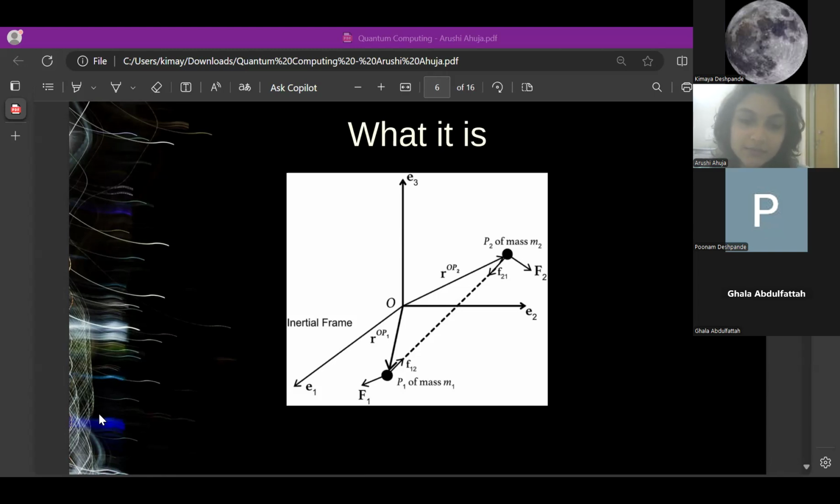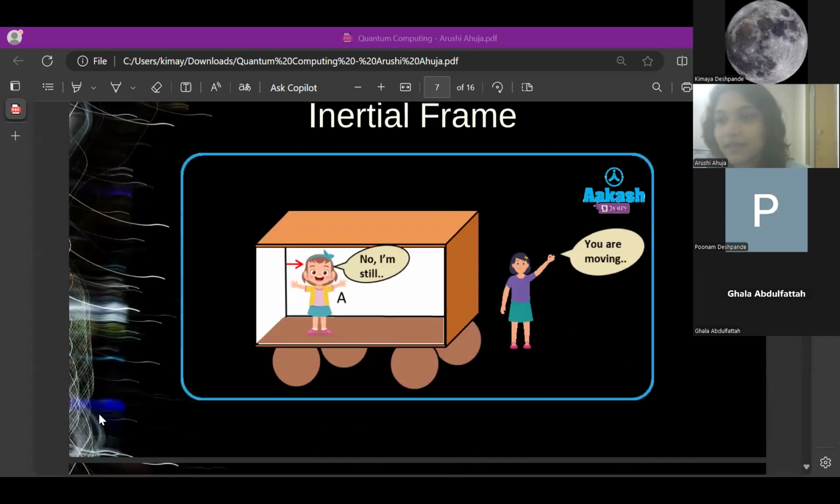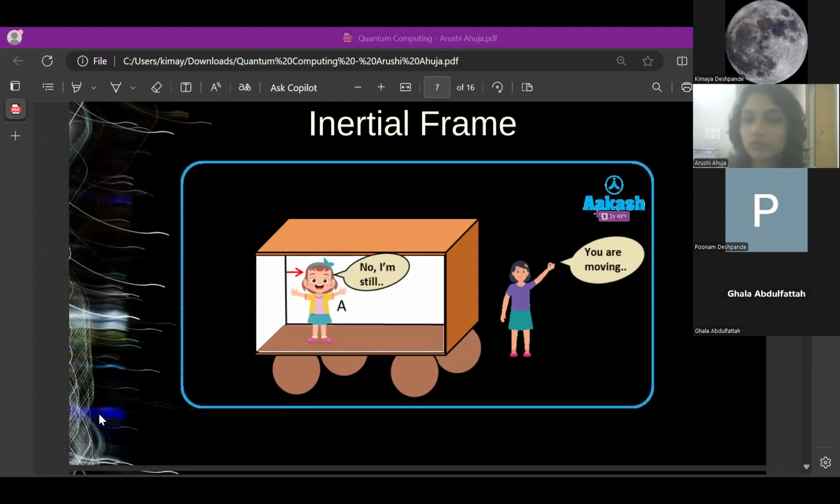You calculate the distance between them as well as the distance of them from the particular reference point, which is O here. And if you scroll down, I've also described what an inertial frame is, if any of you doesn't know. So an inertial frame is basically a point of reference. This is a very funny diagram, but what it says is that there is one child in a box or in a cart, which is moving, and she thinks that she is still. But at the same time, when some other person who is not in the cart itself, but standing outside, looks at it, for them, the child is moving.